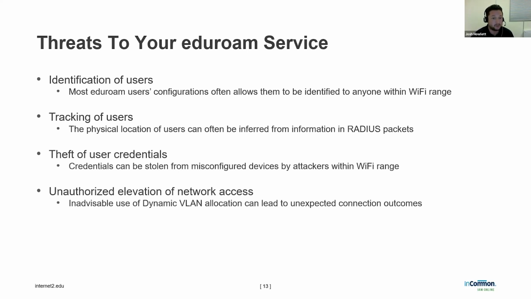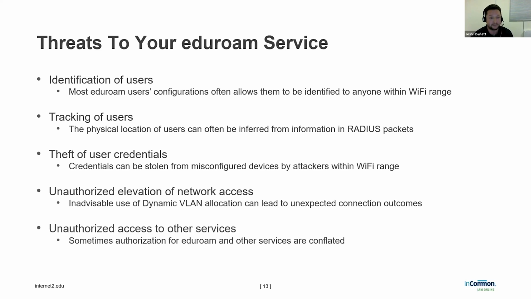inappropriate access to the network on the basis of inadvisable use of dynamic VLAN allocation. And finally, we sometimes see unauthorized access to other services. So this is often just a configuration error. People conflate the authorization policies for eduroam and other services that also happen to use radius on campus. And again, this can have unexpected outcomes.